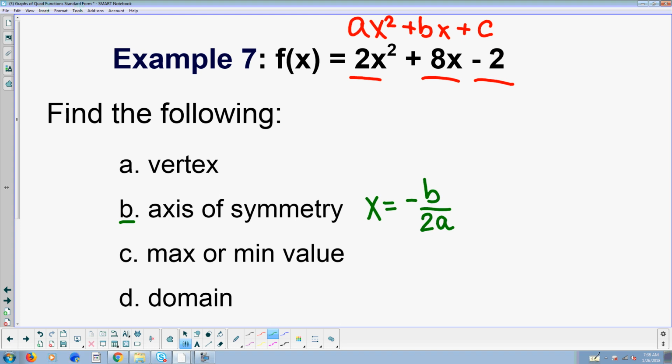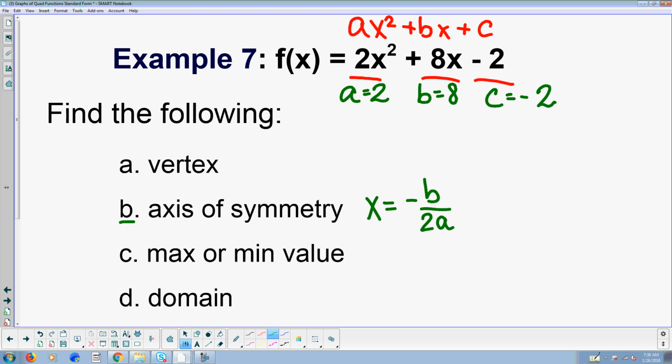So from this particular quadratic function, the value of a is 2. That's the coefficient of x squared. The value of b is 8. That's the coefficient of x. And the value of c is negative 2. We're not actually going to use c today in this formula, but we will be using it very soon.